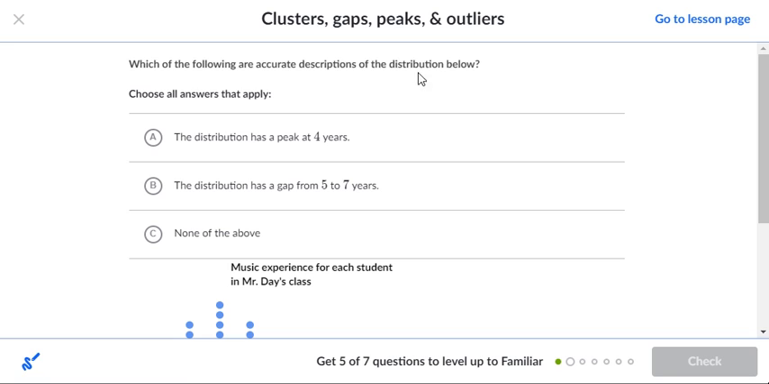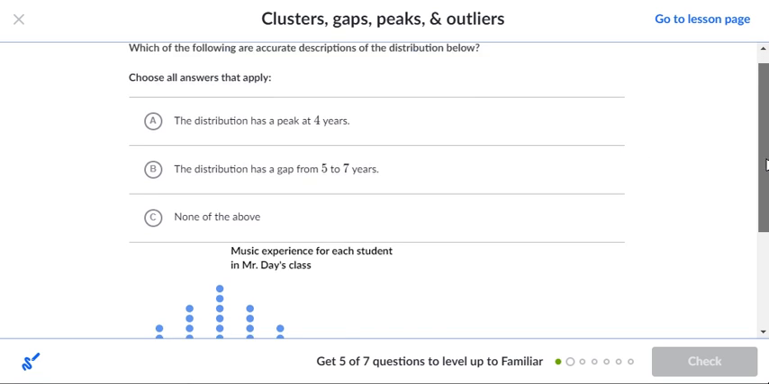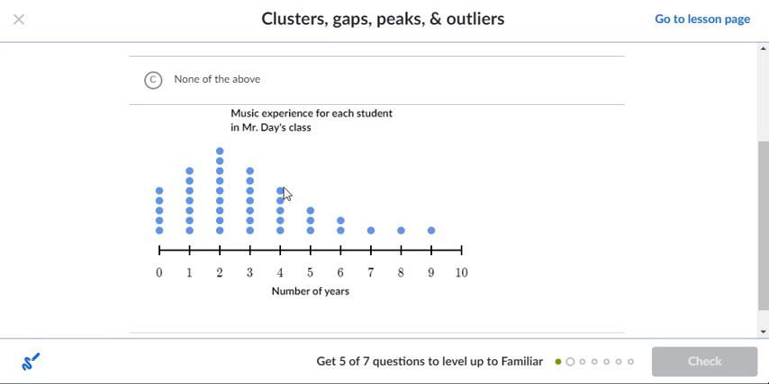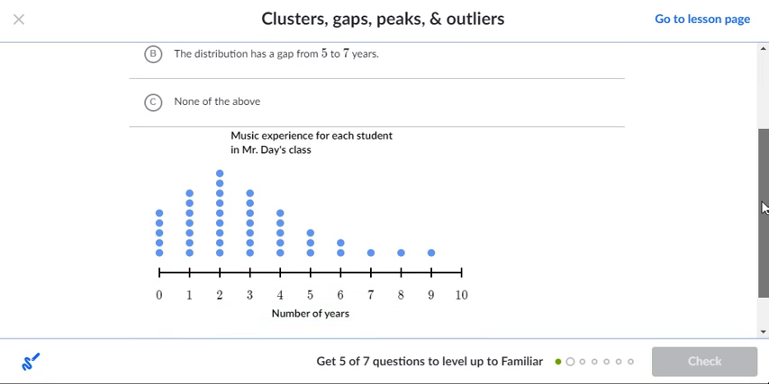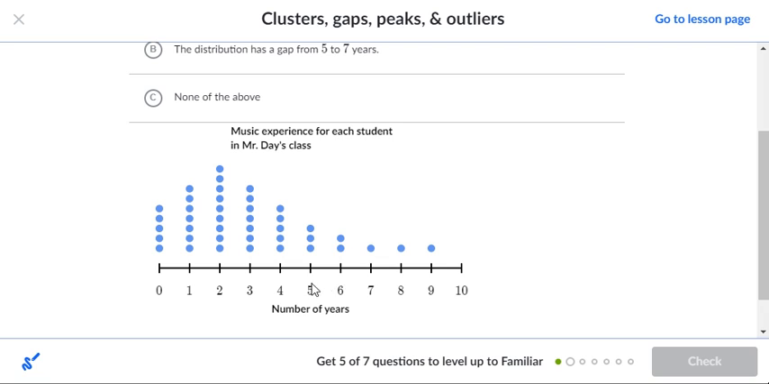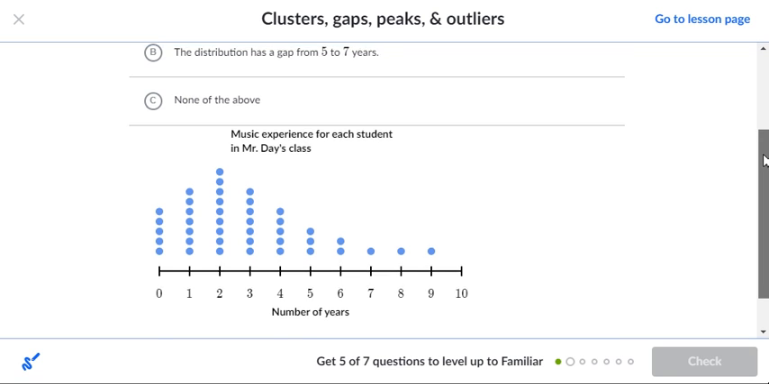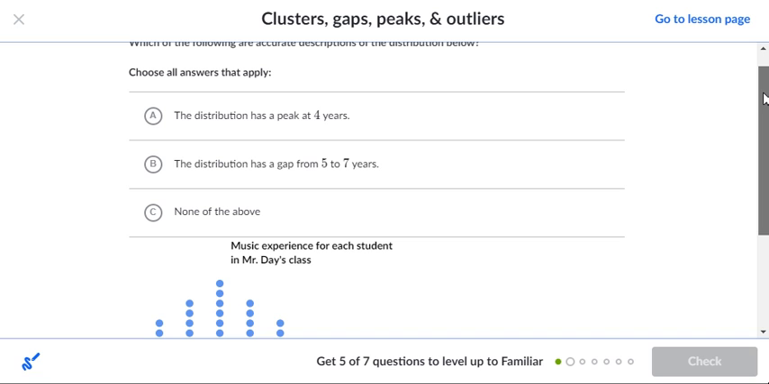Which of the following is an accurate description of the distribution below? The distribution has a peak at 4 years. So peak would be the highest. So the highest would be at 4. But that's not true. The peak looks like it would be 2 because we have more dots there. The distribution has a gap from 5 to 7. Well, from 5 to 7, it's not a gap because there are actually dots there. So that's not true. So again, this would be none of the above.